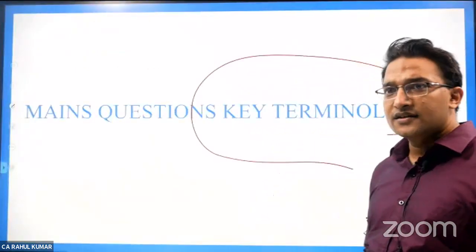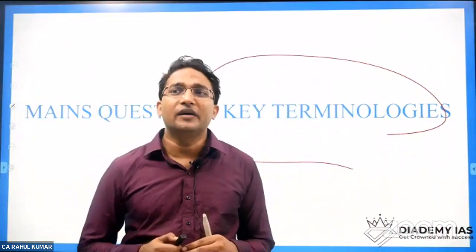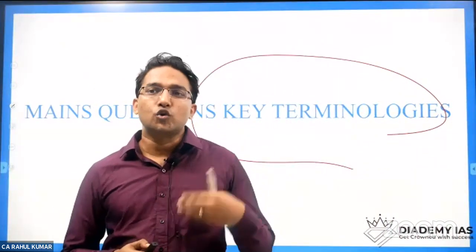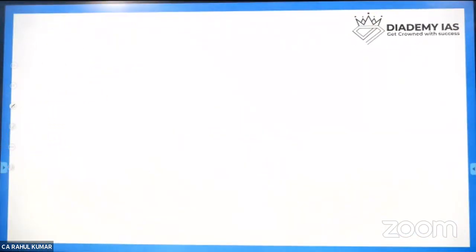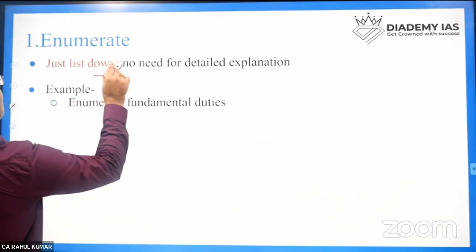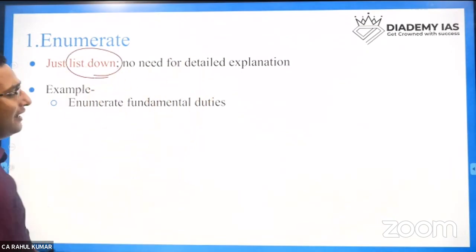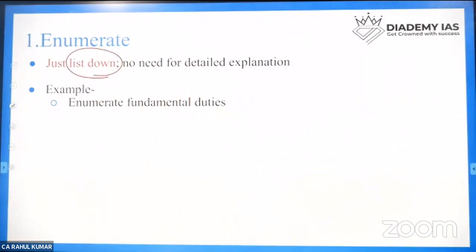Let us discuss the key terminologies while we are writing the mains answers. Okay. How to frame your answer based upon the keyword or the tag word which has been asked in the question. Okay. So for that, the first word is enumerate. So what is the meaning of the word enumerate? Just means list down. No need for the detailed explanation. You don't need to explain the term in detail. Just list down.